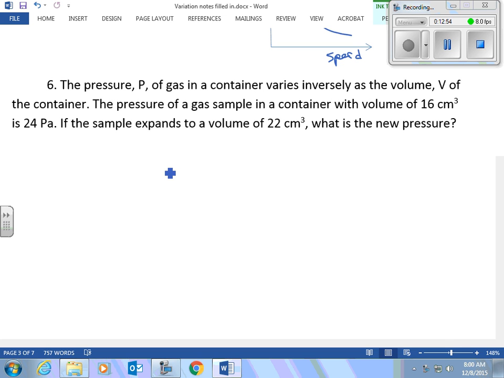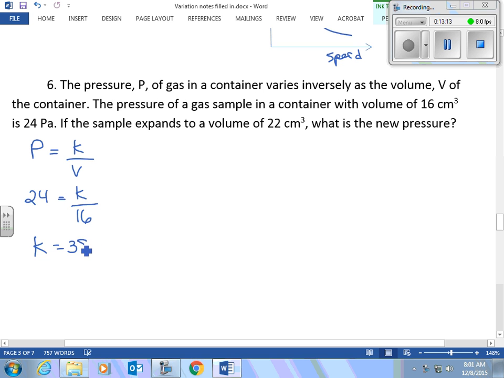So let's model that. We're talking about pressure varying inversely as volume. So we can say that P equals K over the volume. And in the example we have, the pressure is 24 when the volume is 16. And we can solve for K to get 384. So P equals 384 over V is our new formula, and this formula will now work for all sorts of volumes and all sorts of pressures of the same sample of gas, and could be used repeatedly.